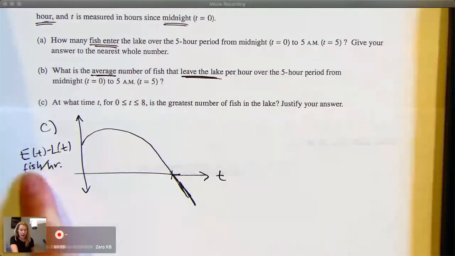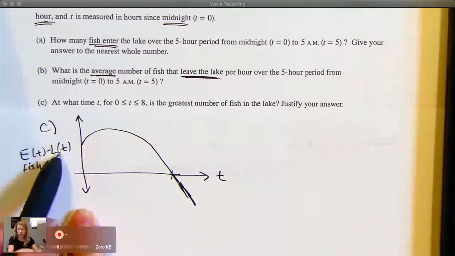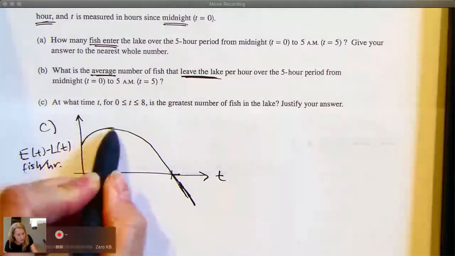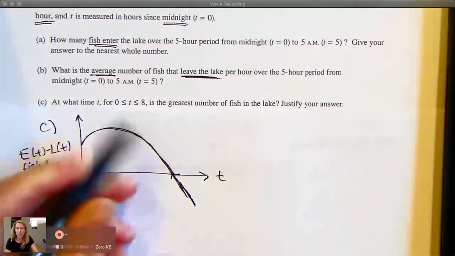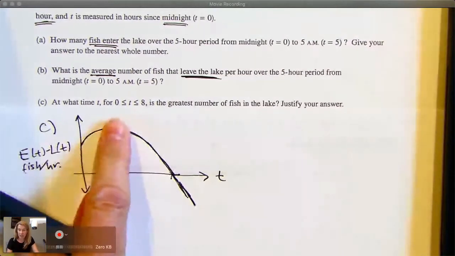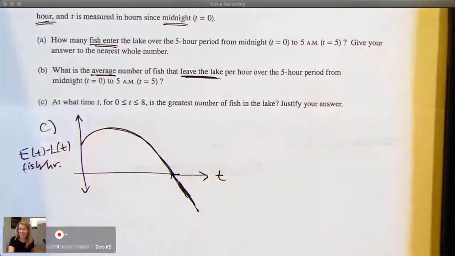Since this graph is the rate of fish entering versus leaving, so the overall rate of change of fish, when we're in this region where the graph is above the x-axis, we have a net positive increase, as Nara put it. We have more fish coming in. And then here where that rate is below the x-axis, the rate is negative. We have more fish leaving, right?